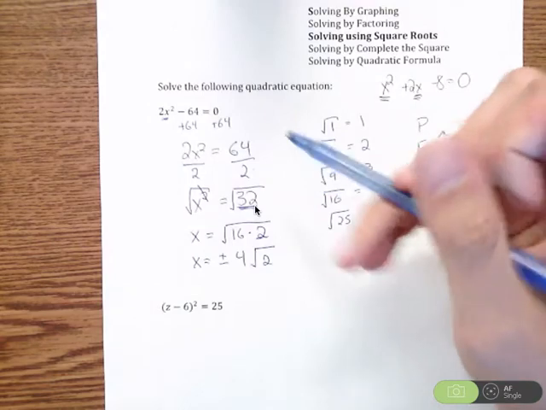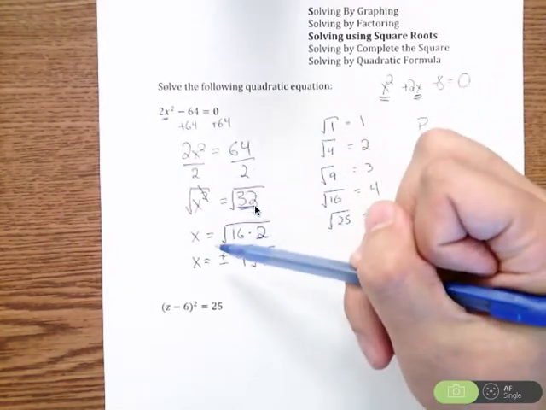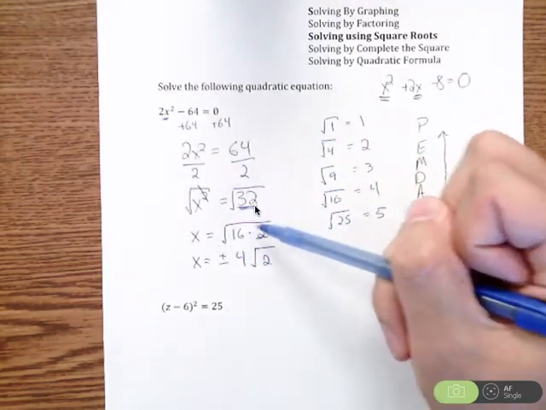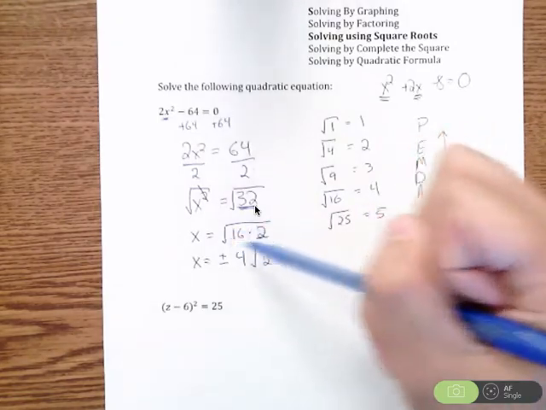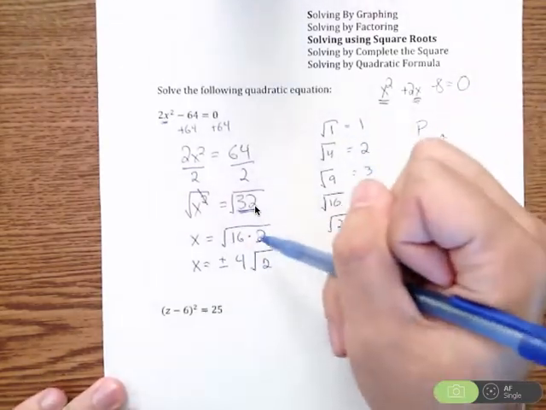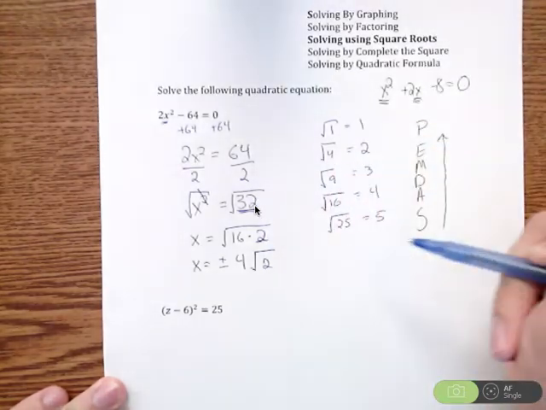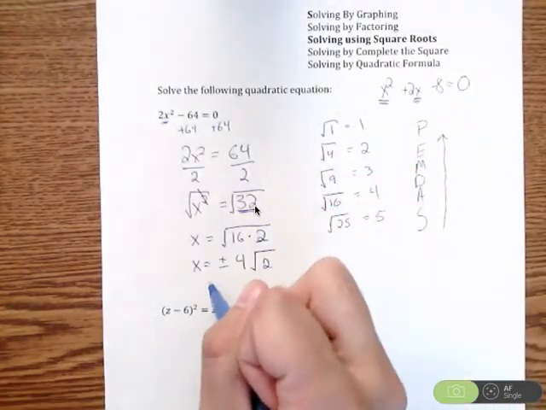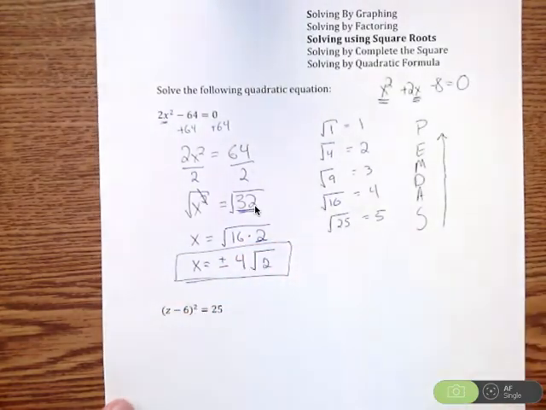So all I did is I went down, isolated my x, took the square root, and then I have to simplify the radical, or simplify the square root. So I broke it up into a number I can take the square root of times some other number to get 32. So we get x equals plus or minus 4 square root of 2.